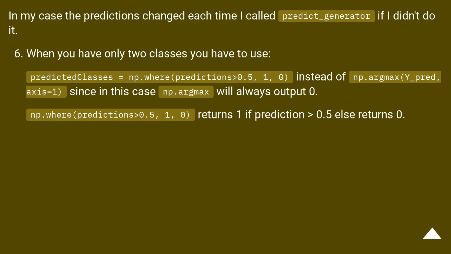When you have only two classes you have to use predicted_classes = np.where(predictions > 0.5, 1, 0) instead of np.argmax(y_pred, axis=1), since in this case np.argmax will always output 0. np.where(predictions > 0.5, 1, 0) returns 1 if the prediction is greater than 0.5, else it returns 0.